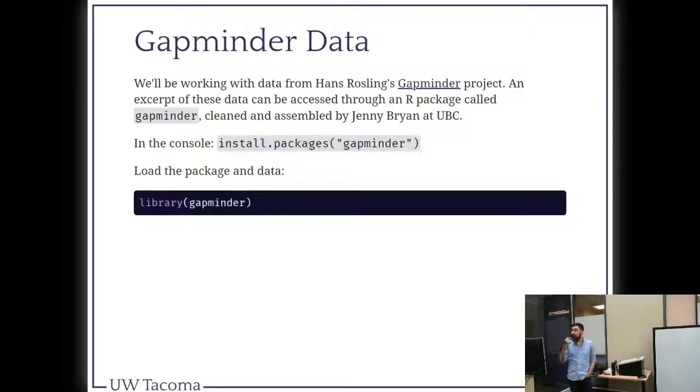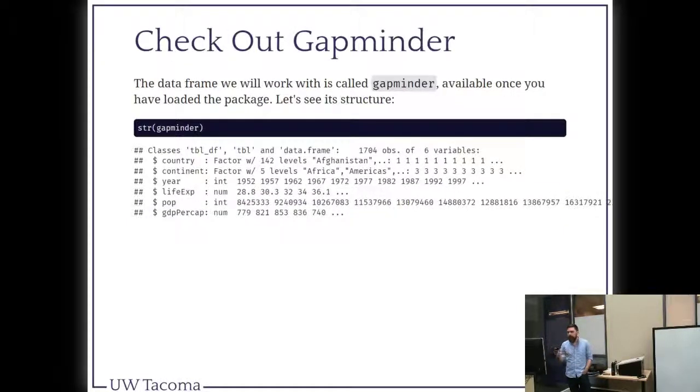If you want to install these data in R, in the console, you just type install.packages and in quotes gapminder. That'll go and grab the package and put it on your computer. You can then load the data with library(gapminder). So, the Gapminder data, if you run str or glimpse on the Gapminder data like this, it'll show you what are the variables in it and what are some example values of these.